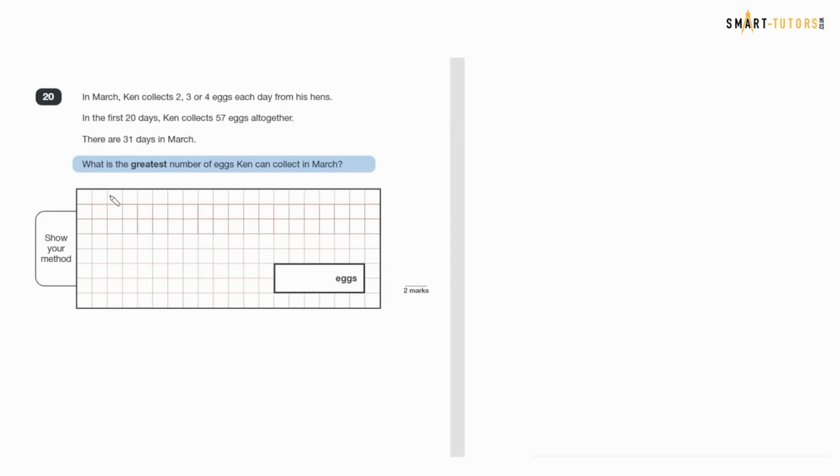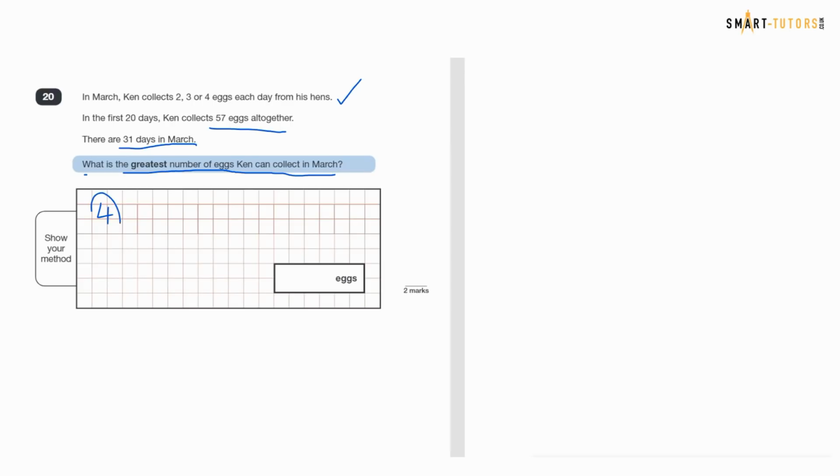In March, Ken collects 2, 3 or 4 eggs each day from his hens. If in the first 20 days Ken collected 57 eggs altogether, there are 31 days in March. What is the greatest number of eggs Ken can collect in March? So it says 2, 3 or 4, and it says the greatest number. So the highest number in 2, 3 or 4 is definitely 4.